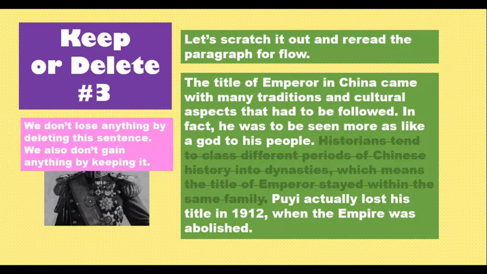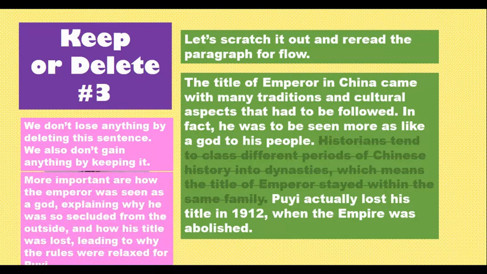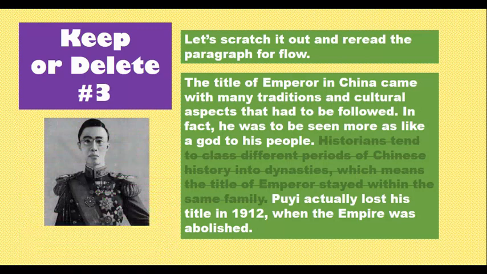Well, you don't really lose anything by deleting it. You don't really gain anything by keeping it. And so if I don't gain anything by keeping it and I'm not losing anything by deleting it, that's pretty much a no-brainer. We should probably get rid of it. More important is how the emperor was seen as a god, explaining why he was so secluded from the outside, and also how his title was lost, leading to why the rules were relaxed for Pu Yi. Those are all things that are really more important. Therefore, the part that we are cutting out really doesn't seem to be all that important at all. And for that reason, I'm okay cutting it out.